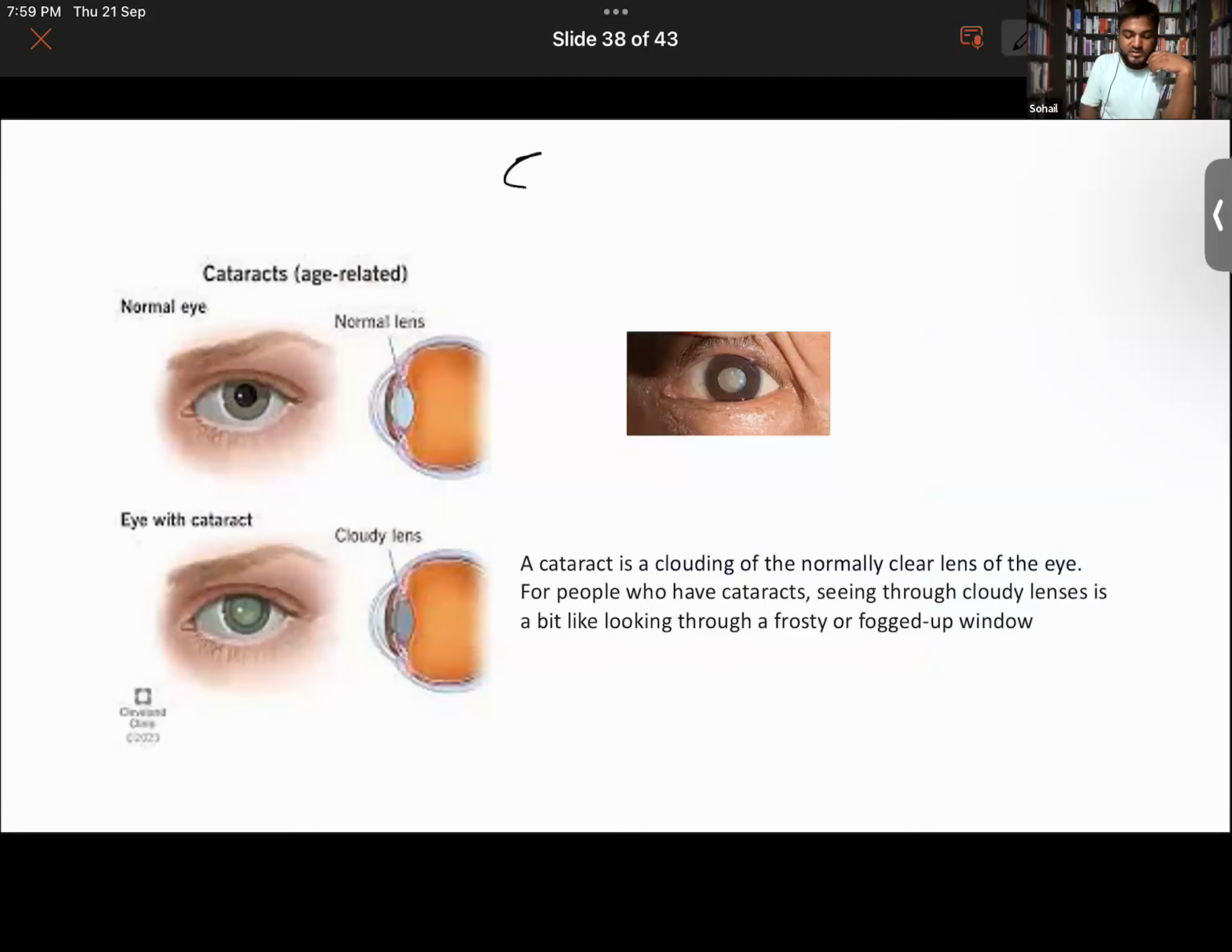Okay. Now, next you have cataract. Look at the normal eye and look at the person suffering from cataract. Here the lens has become cloudy. A cataract is the clouding of the normally clear lens of the eye. Normally the lens is very clear, but here the protein structures in the lens start to club together, and hence there's a development of a milky layer above the eye lens. For people who have cataracts, seeing through the cloudy lens is a bit like looking through a frosty or fogged up window.